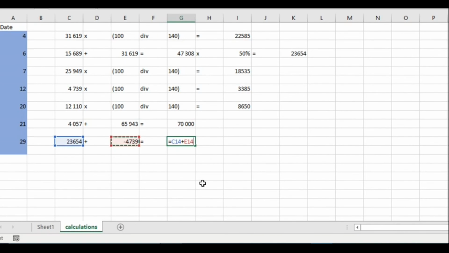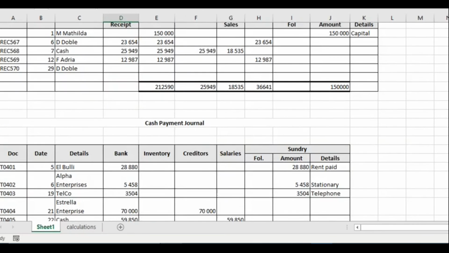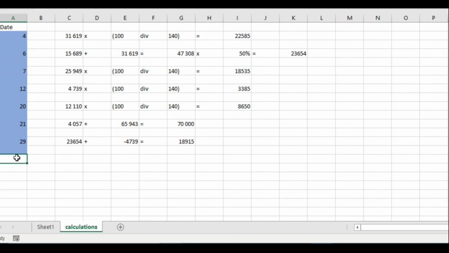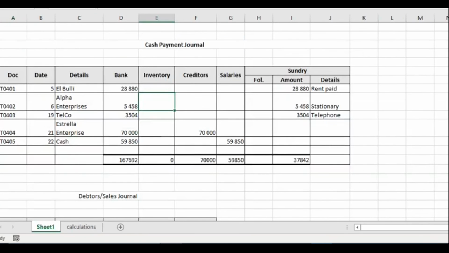And then to get the balance of what he currently owes us, we're just going to say this one, the 23,654 plus the negative 4,739. That gives us the balance he currently owes us, 18,915. So this is how much he's paying us now. So it's going to be 18,915 in our bank. Then our debtors, it's going to be 18,915.